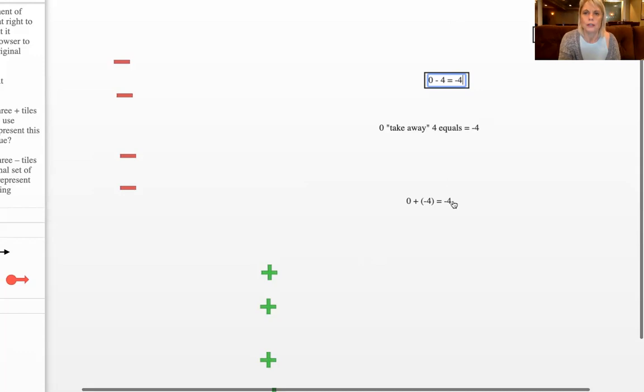Any other questions? Yeah, and like Tommy said, if you add more 0 pairs, you're just creating more work for yourself. But again, the 0 pairs won't hurt the problem.